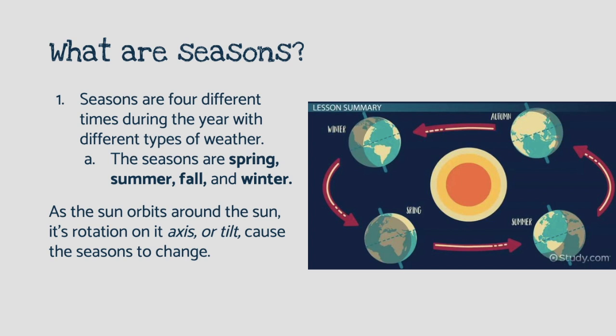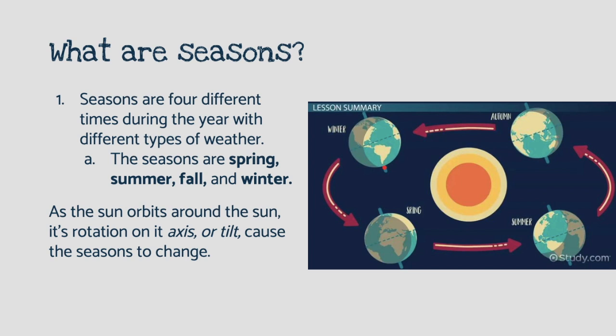So seasons are 4 different times during the year with different types of weather. So the seasons are spring, summer, fall, and winter. So the reason why seasons happen is because as the Earth orbits around the sun, its rotation on its axis or tilt causes the seasons to change.